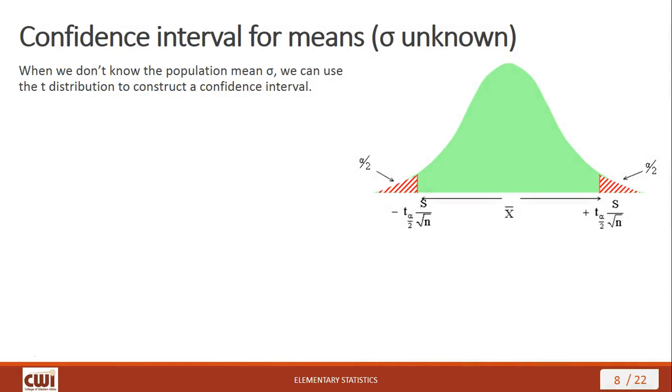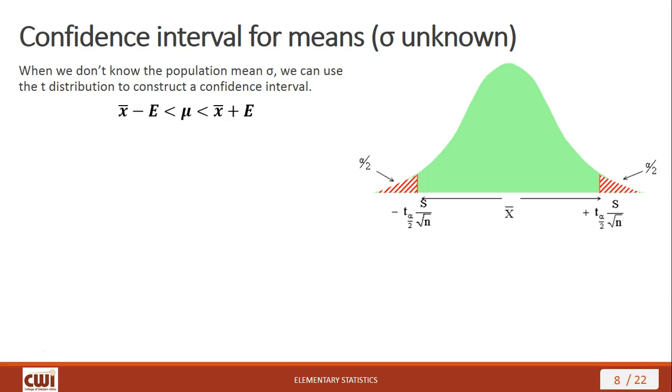When we don't know the population standard deviation, sigma, we can use the t-distribution to construct a confidence interval. So if you're asked to construct a confidence interval for the mean, and you don't know what sigma is, which is very often the case in the real world, you're going to be using a t-distribution to calculate t-scores. Now, critical value t-scores work the same way that critical value z-scores operate. You're just using a different distribution to get the number. That's the only difference.